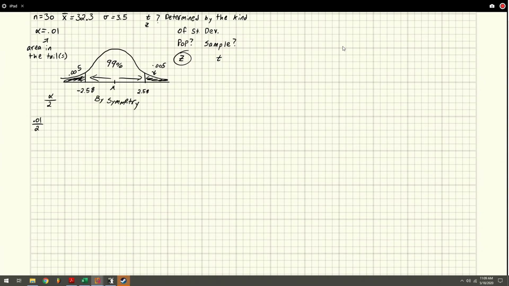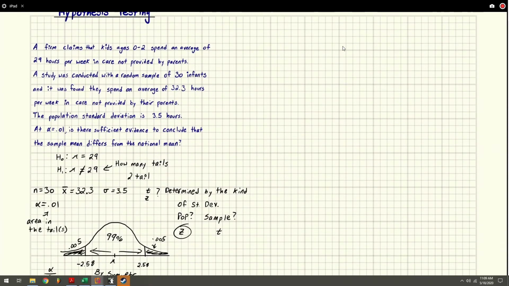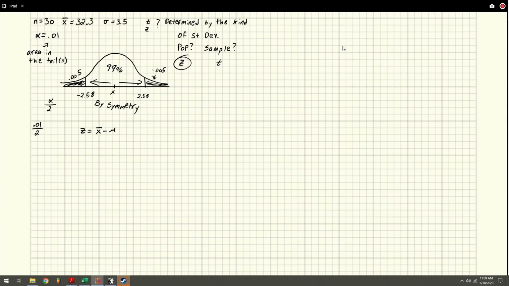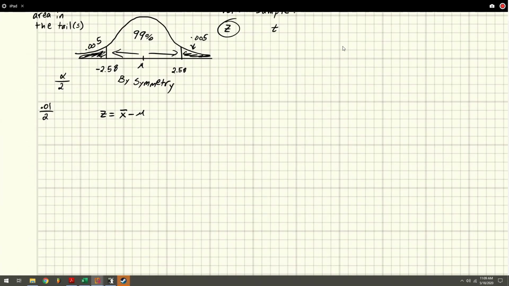Now we're going to find the test statistic. So the test statistic, that's a z, is going to be equal to, and remember your formula, x bar minus the mean. And remember, it's x bar because our claim is dealing with the average. And we have a mean. So it's not regular old x, it's x bar. With the x bar formula, we also have our standard deviation, and that is divided by the square root of n.